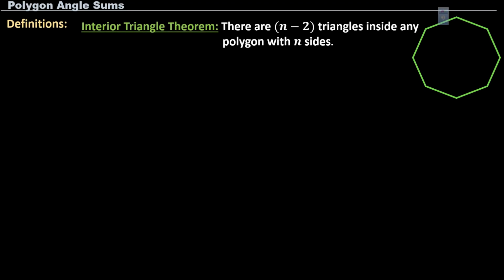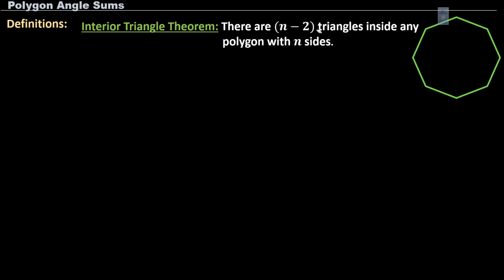So that's the overview of what polygons are, and then we can get into actually how to work with these polygons. So the first thing we want to look at is something called the interior triangle theorem. And what it says is that for any polygon that you can think of, however many sides that there are, in the number of sides, there are n minus 2 triangles that actually fit inside of it.